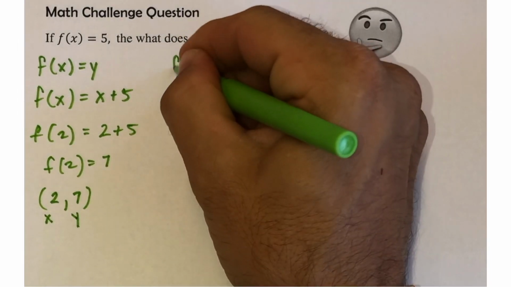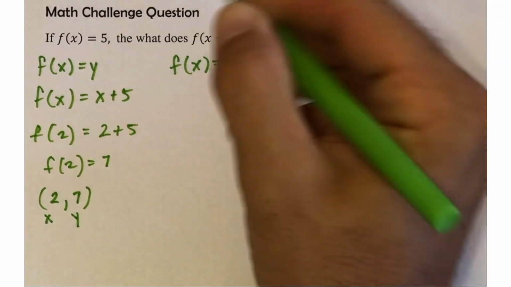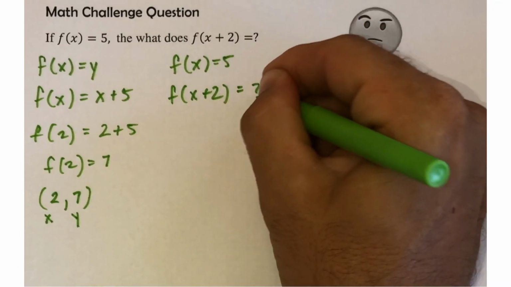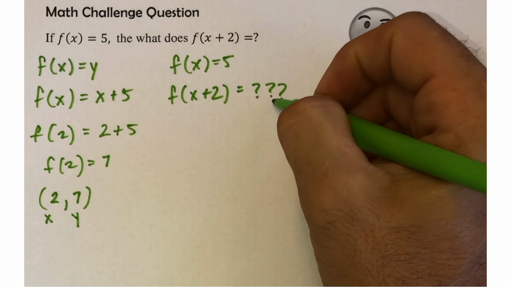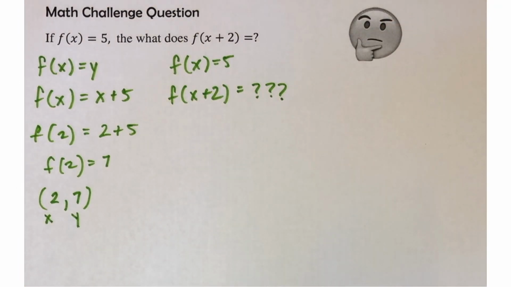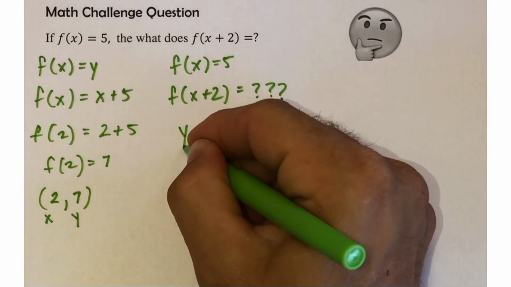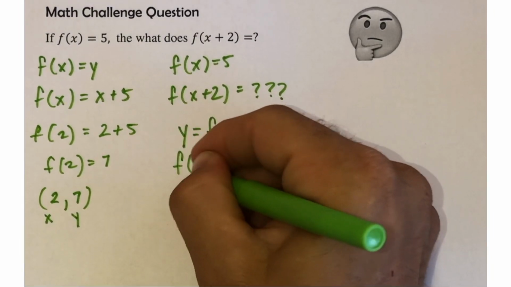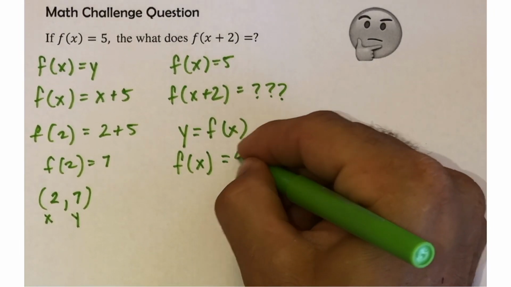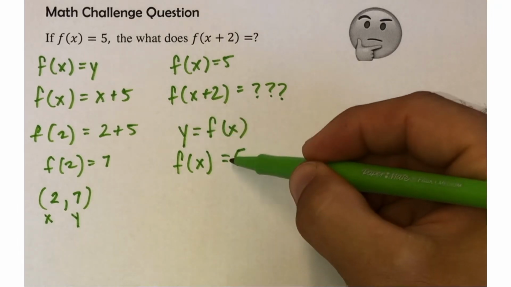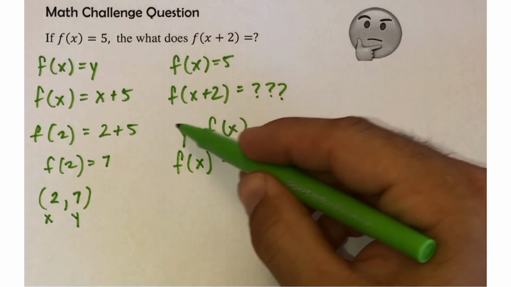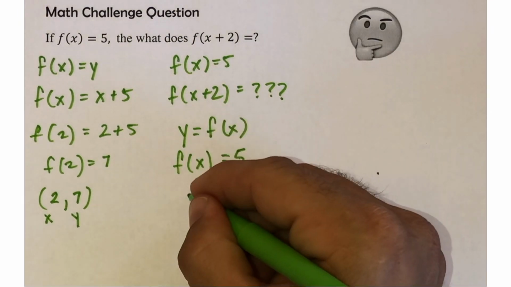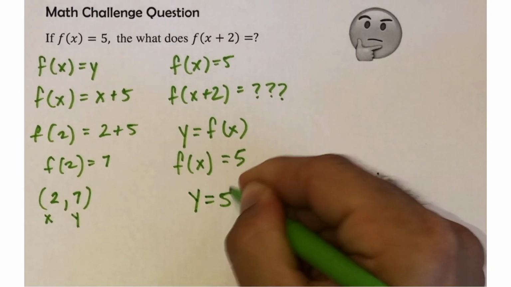So here we're given this question where f of x is equal to 5. What is f of x plus 2 going to be? What do you think? Well, first thing you want to understand is, again, my y is equal to my f of x, and my f of x is equal to 5. Using the transitive property, if a is equal to b and b is equal to c, then a is equal to c, couldn't I just say y is equal to 5?